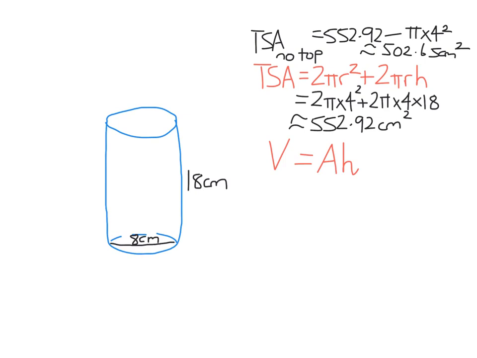So let's look at volume. Volume tends to be a lot easier than surface area. We don't have to add up lots of different areas, and we don't have to contend with whether the shape has or doesn't have a top.